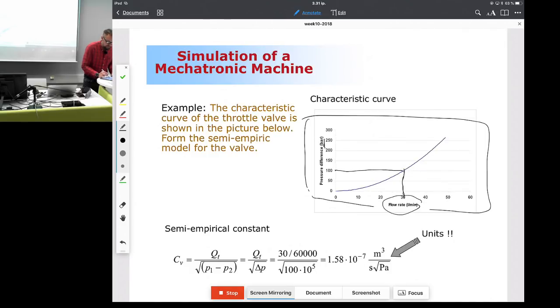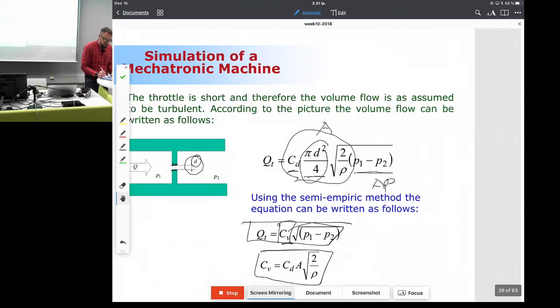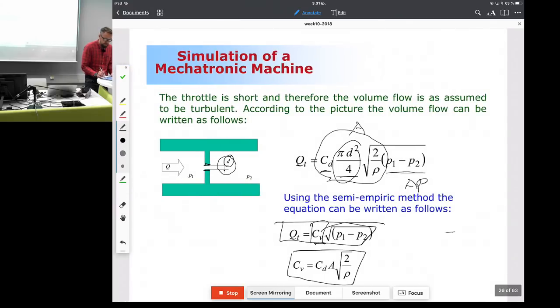Okay, now we're going to take the value corresponding to the 30 liters per minute. How much is the pressure difference there? That's 100 bars. Now we're going to substitute everything into this equation. This one here, so how it goes.